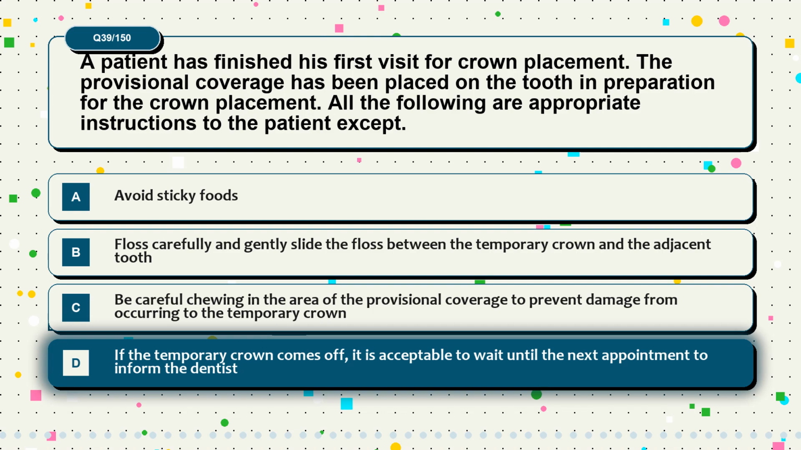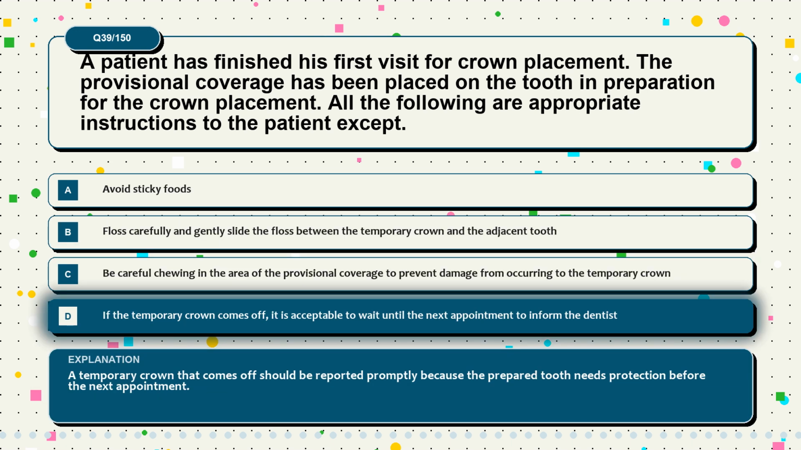The correct answer is option D. If the temporary crown comes off, it is acceptable to wait until the next appointment to inform the dentist. A temporary crown that comes off should be reported promptly because the prepared tooth needs protection before the next appointment.